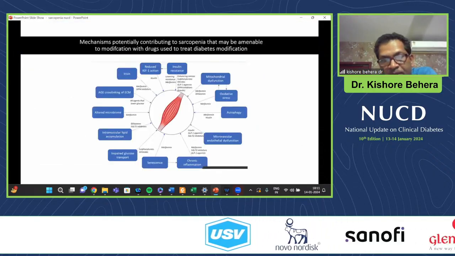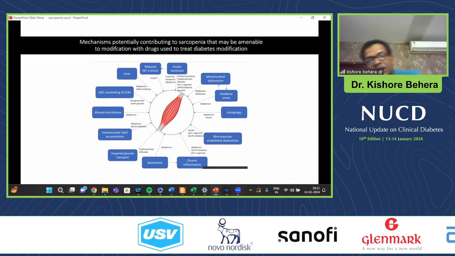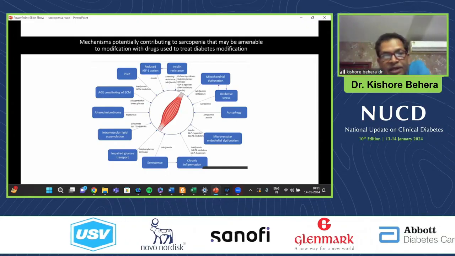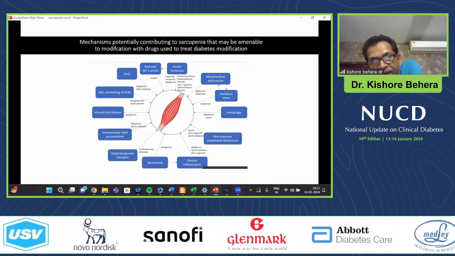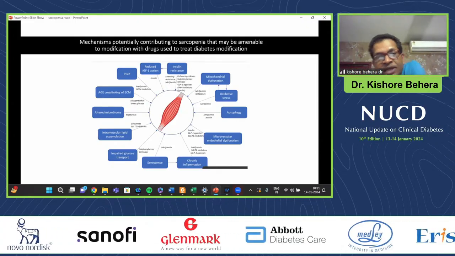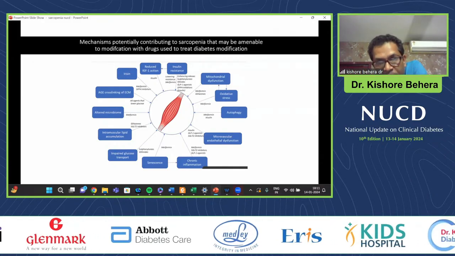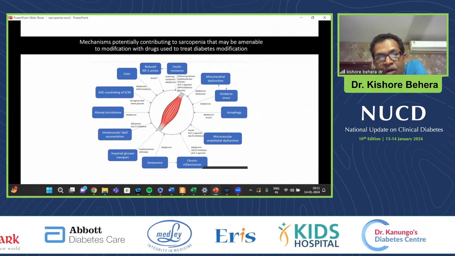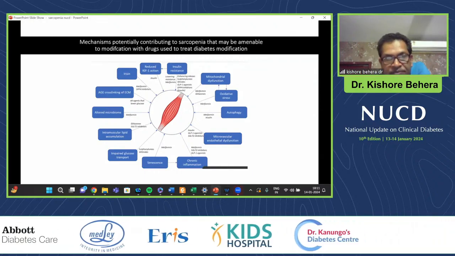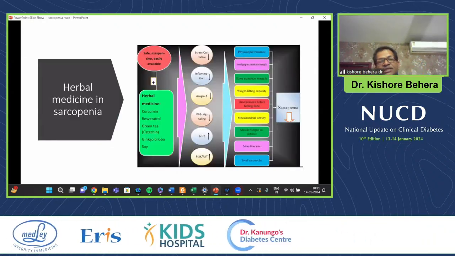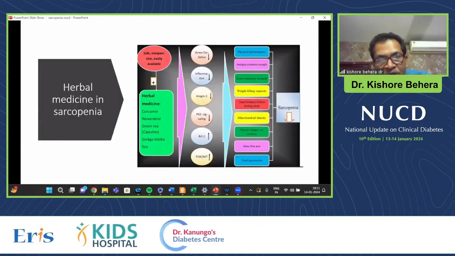And these are the various drugs, and how they modulate the inflammatory and glucose profile, and by doing that, they improve muscle strength or performance. And this is the slide I found when I was searching.